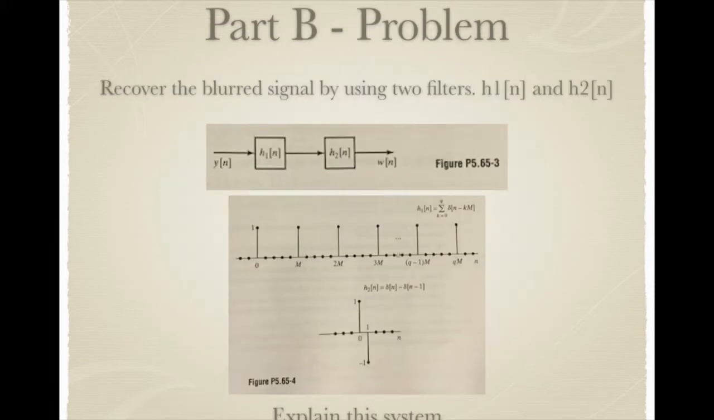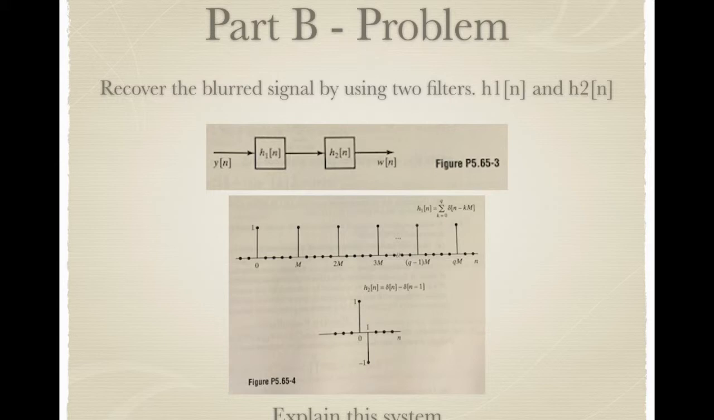Part B says, because of the difficulties involved in inverse filtering, the following approach is suggested for recovering x[n] from y[n]. The blurred signal y[n] is processed by the system shown in figure 5.65-3, which produces an output w[n] from which we can extract an improved replica of x[n]. The impulse responses h1[n] and h2[n] are shown in figure 5.65-4. Explain in detail the working of this system. In particular, state precisely the conditions under which we can recover x[n] exactly from w[n].